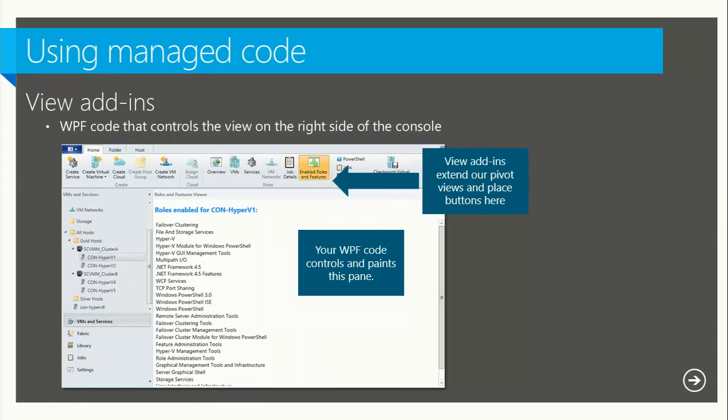The reason why they're called pivot views is that you select something on the left over here, and then you sort of pivot around a different piece of information, right?